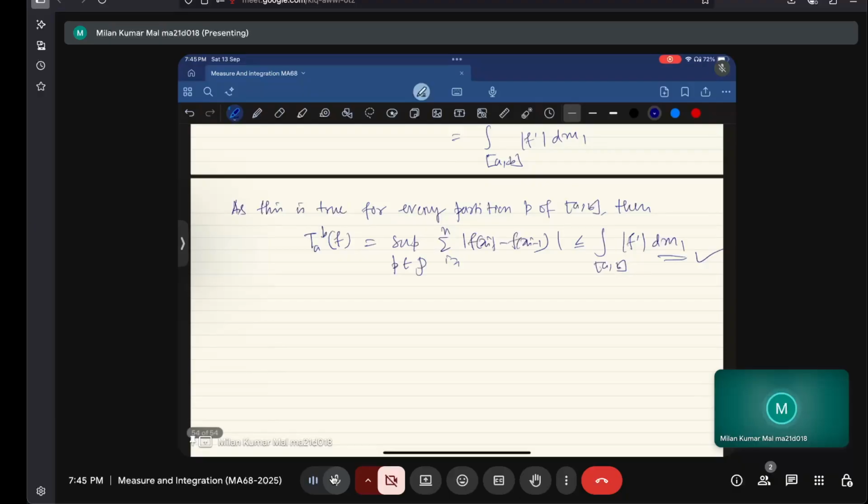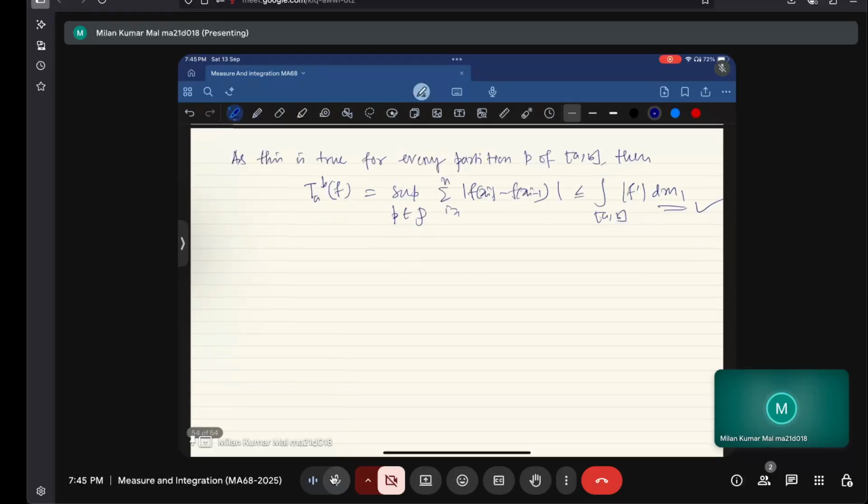But where is the only fact? Note that the only point is that we use the fact f(xi) minus f(xi minus 1) is equal to integration from xi minus 1 to xi of f dash dm1. This is what we have used. How does one get this?